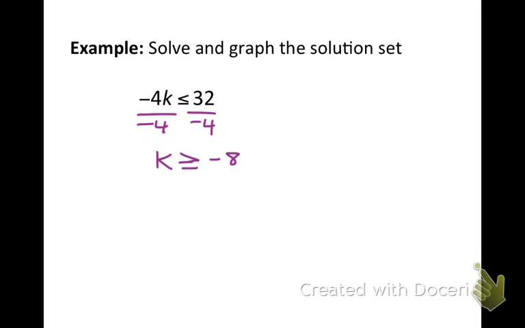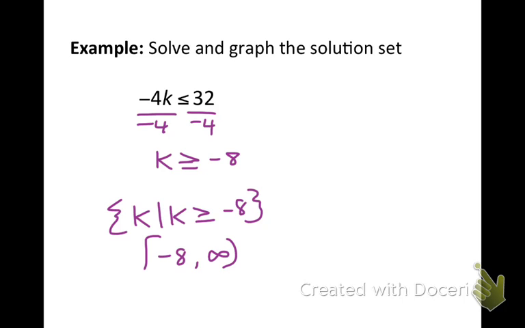Again, let's just practice both sets. k such that k is greater than or equal to negative 8 will be my set notation. What would be my interval notation? Negative 8 to infinity. Yep, what would be the sign at the negative 8? Bracket. Good. This is the equals to, makes it a bracket. Bracket, shade to the right.